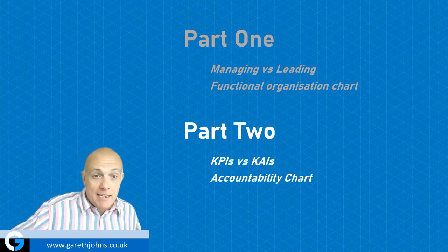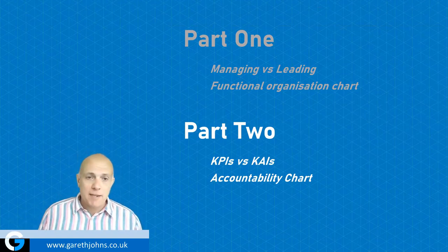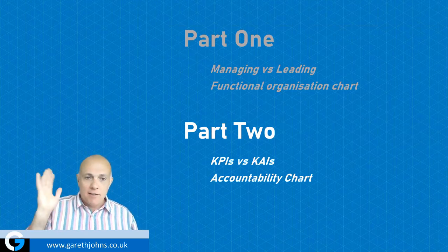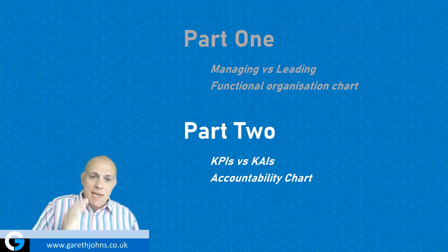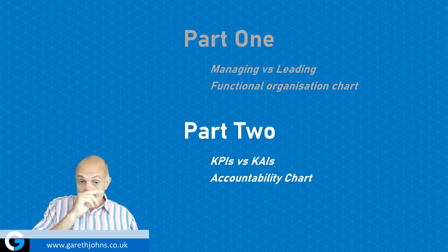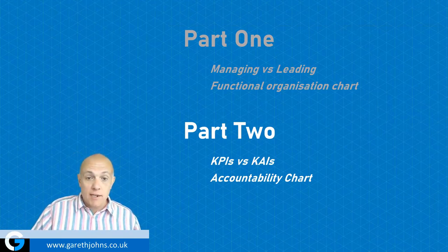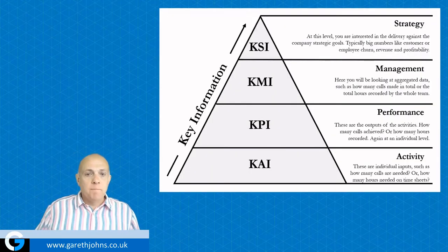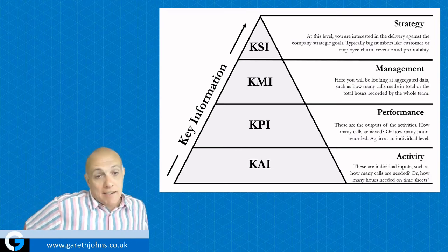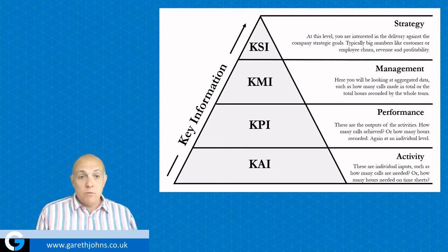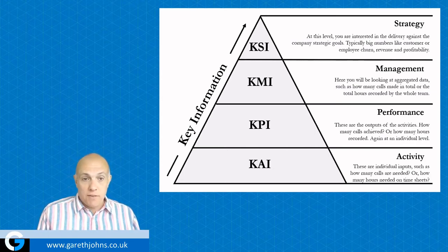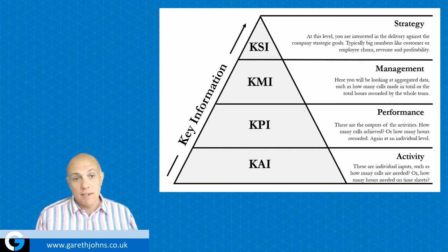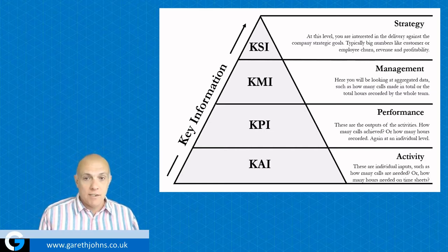KPIs versus KAIs. Lots of people talk about KPIs and it's thrown away like it doesn't matter. But KAIs are not as often spoken about. So I want to introduce you to those and a couple more terms. So KAIs are activities. They're the things you do. The KPI is the outcome of the thing that you do. So one is the input and one is the output, really. So you're measuring the activities and then you're going to measure how well they worked.